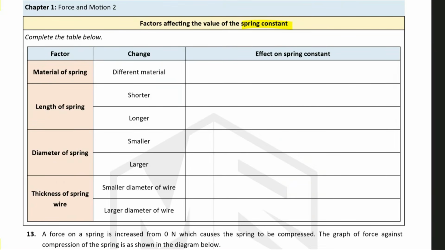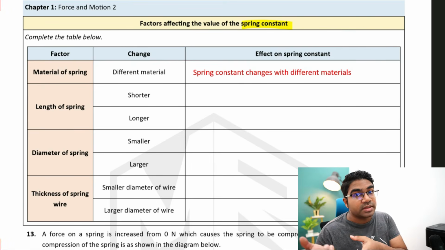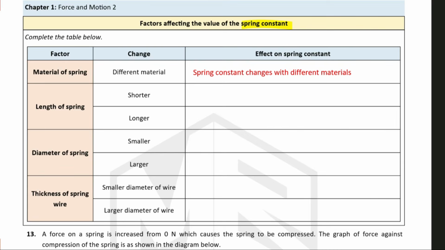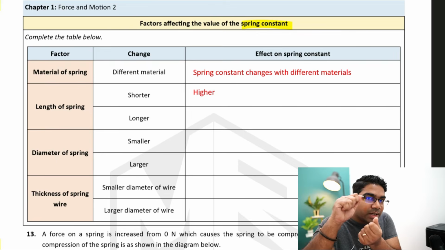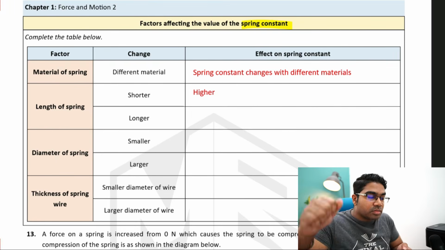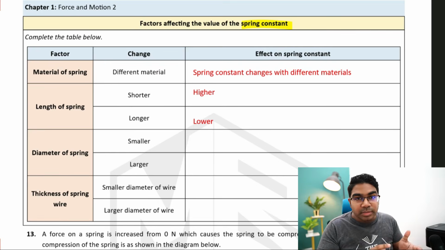What is the effect of the material of the spring? Different materials will produce different spring constants. Some materials will be stiffer than others. Length of spring: a shorter spring will have a higher spring constant. A shorter spring will be harder to pull than a longer spring. And so the longer spring has a lower spring constant. It's easier to pull.